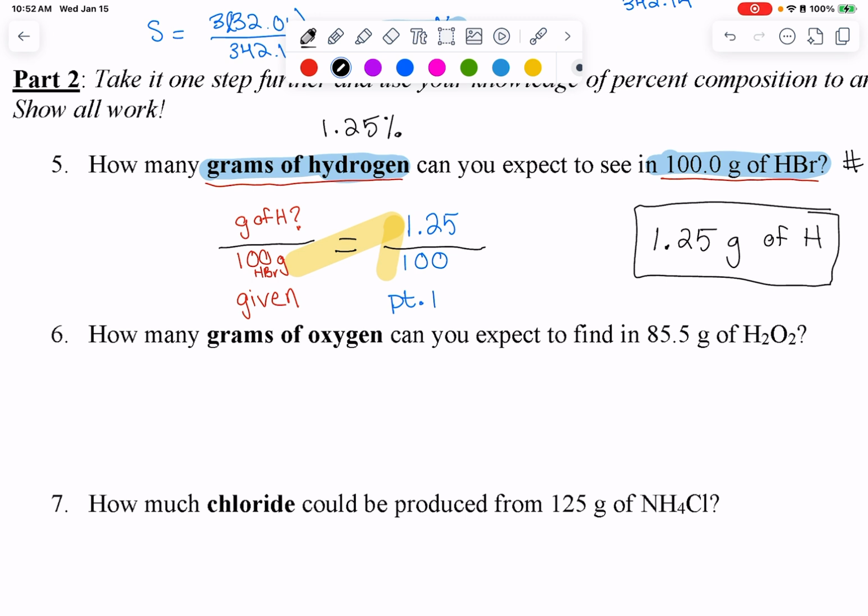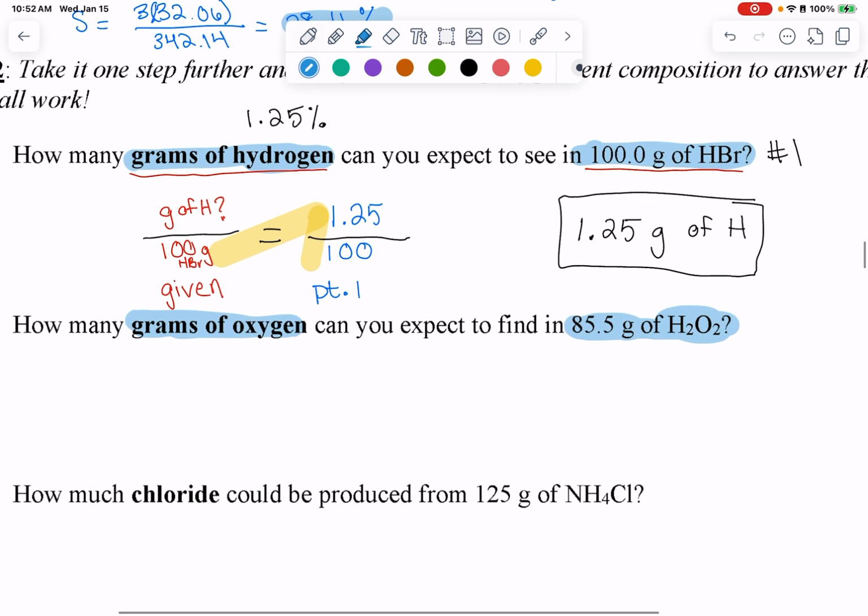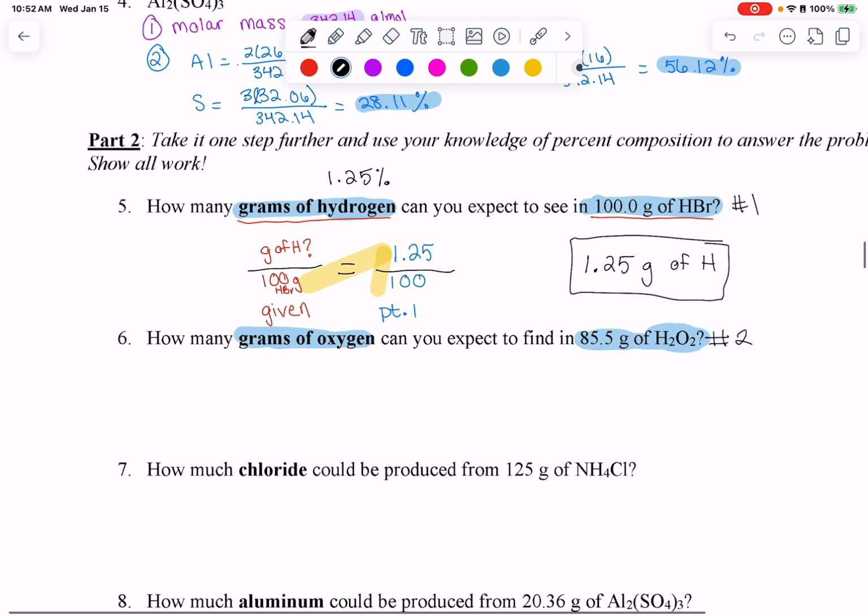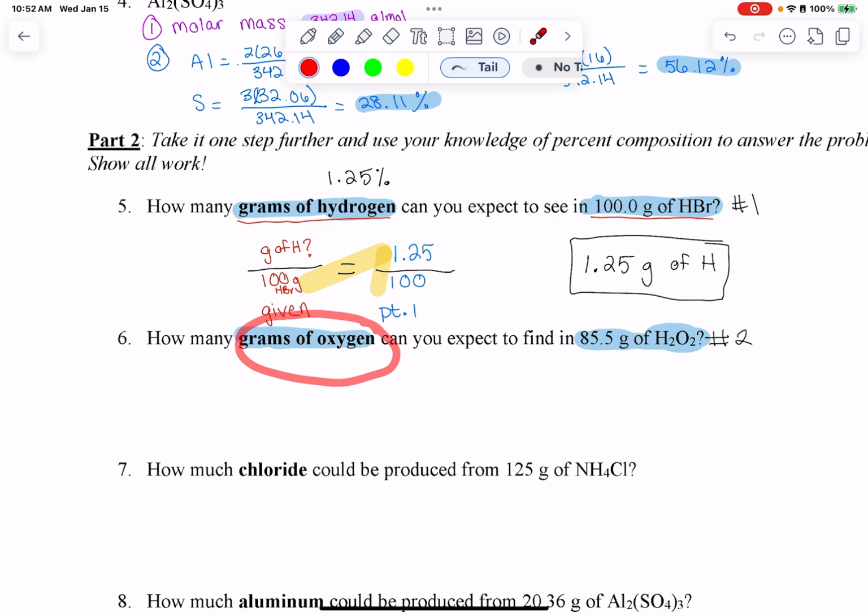So let's go to number 6. Let's try number 6. Number 6 asks, how many grams of oxygen, so this time we're trying to find oxygen, when we're given 85.5 grams of H2O2. So this one, like I said, it connects to the top on part 1. This one connects to problem number 2. So if I go look at problem number 2, and again, we're trying to find grams of oxygen.